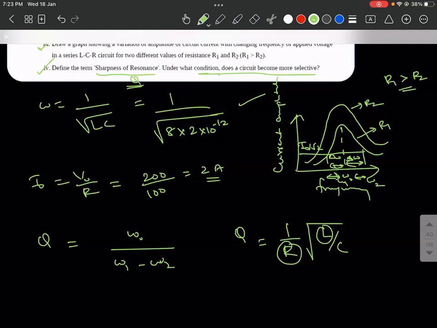Sir, otherwise, can we write it in terms of bandwidth also? Yeah, you can do that. Both are the same. That is what the mathematical details tell us. Yes, both are okay.